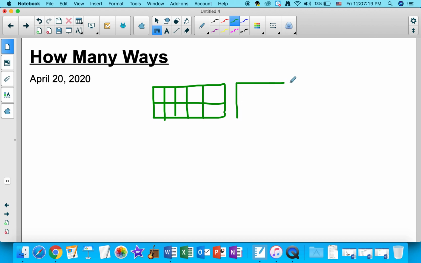If you are representing a larger number, you will need more than one set of 10 frames. So again, you draw the box and then 4 lines down. 1, 2, 3, 4, and 1 across. Okay, remember 4 down, 1 across.